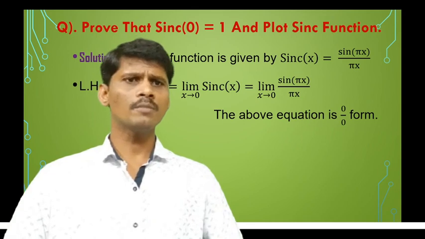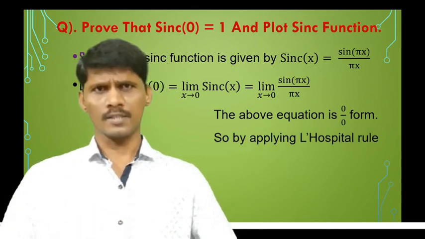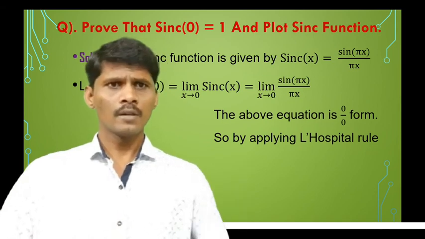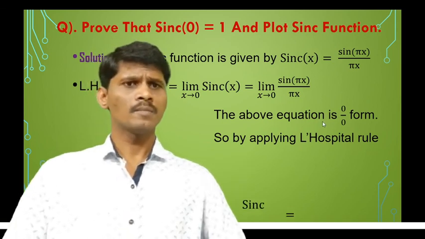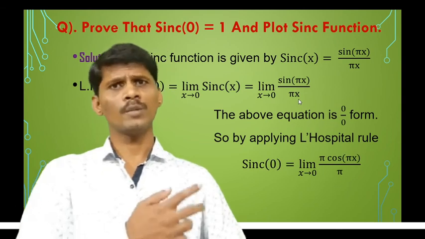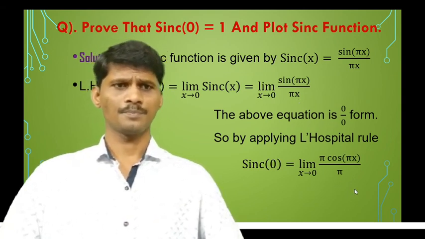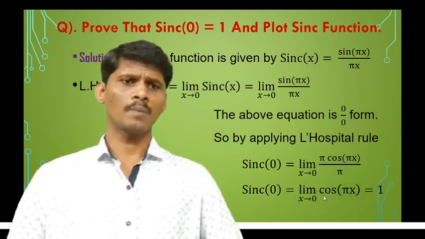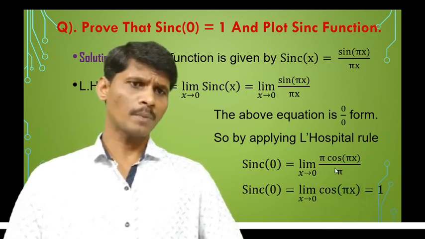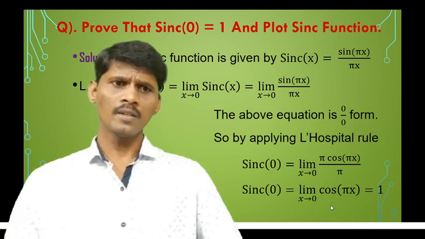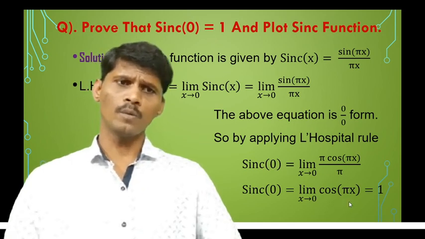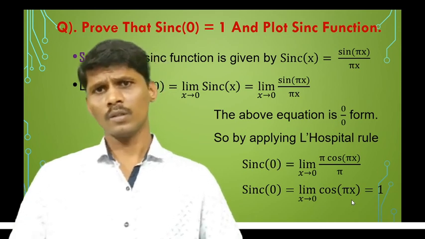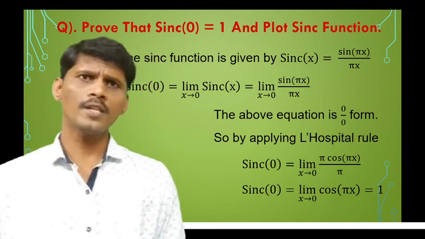What is the derivative of sin pi x? The derivative of sin pi x is cos pi x into pi. And what is the derivative of pi x? Pi is a constant, and the derivative of x is 1. Now applying the limit value, pi is cancelled in the numerator and denominator. After applying the limit, cos of pi into 0, pi into 0 is 0, cos 0 is 1. So sinc of 0 is 1.